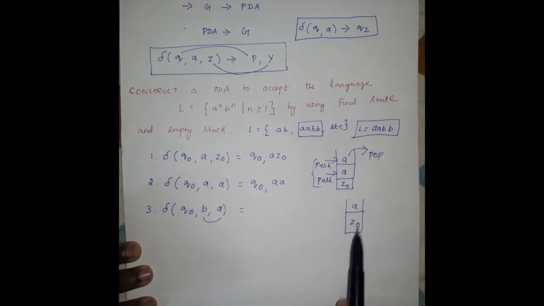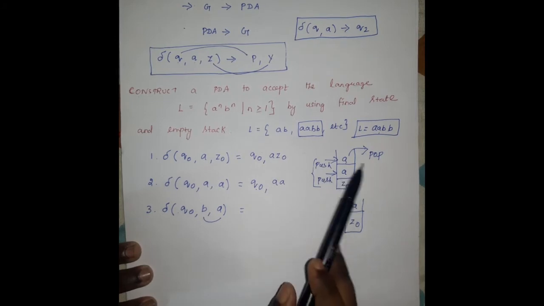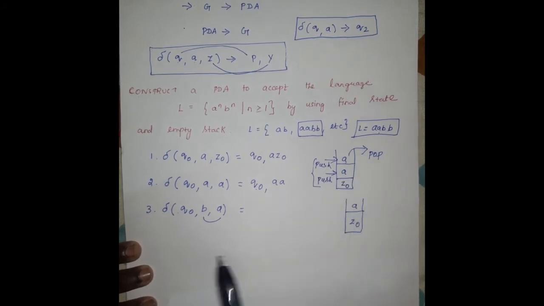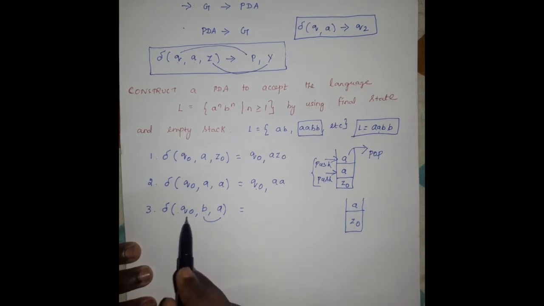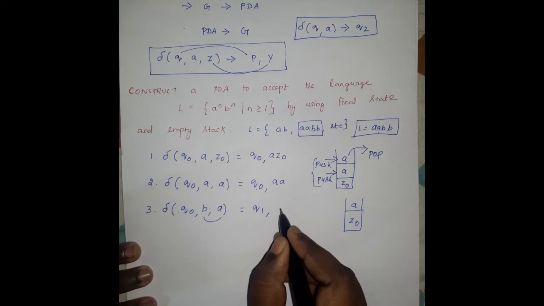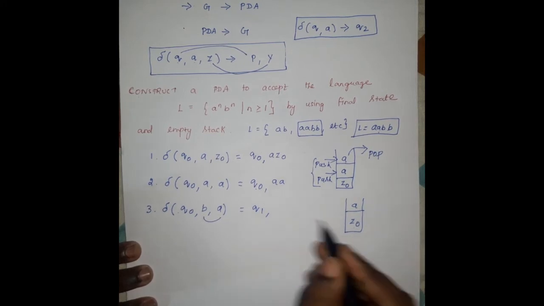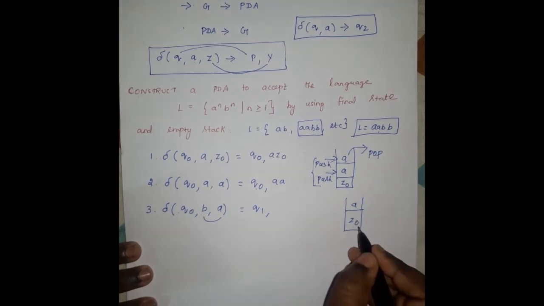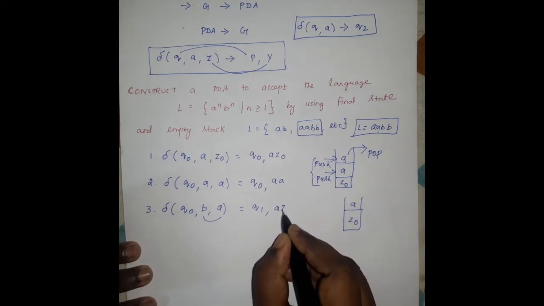So now the stack contains only the elements A and Z naught, and here the operation varied from push to pop. So the state is changed from one state to another state. So the next state of Q naught is Q1, and this term consists of the elements in the stack. So here the elements of the stack are A and Z naught.